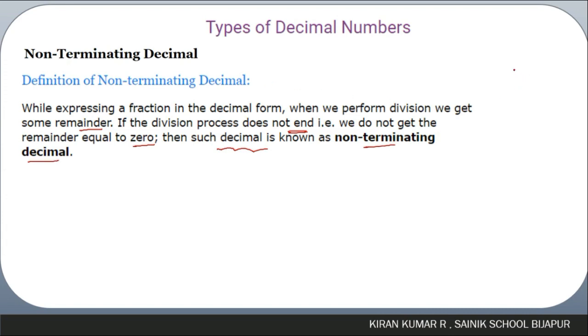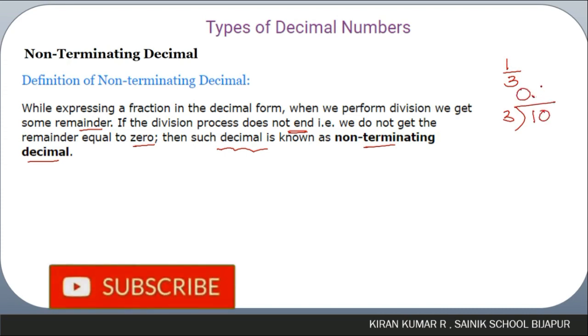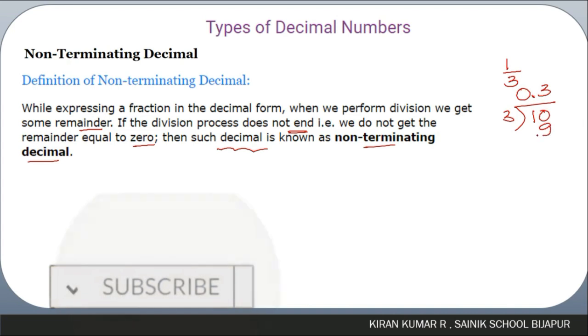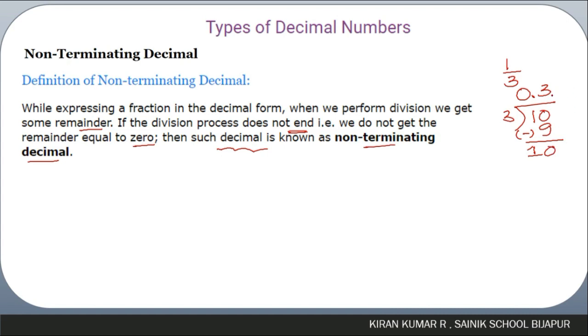So for example, if 1 is divided by 3, we'll be getting 0. 3 times is 9. Subtract 9 from 10, again I get 1. Place a 0. 3 times is 9, and this particular process continues.